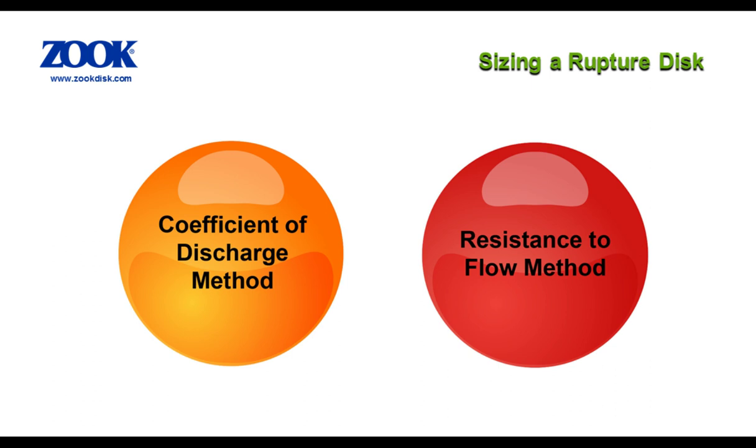The inlet and outlet piping are at least the same size as the rupture disk device. The device is located within 8 pipe diameters from the vessel entrance. There are less than 5 pipe diameters of outlet piping, and the design discharges directly to the atmosphere. ZOOK offers a web-based sizing tool to assist with simple coefficient of discharge sizing. The following video demonstrates a few of the main features of the program.